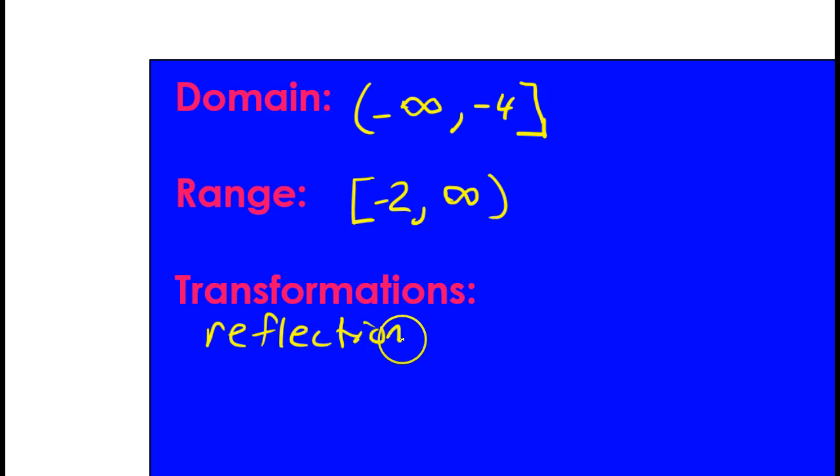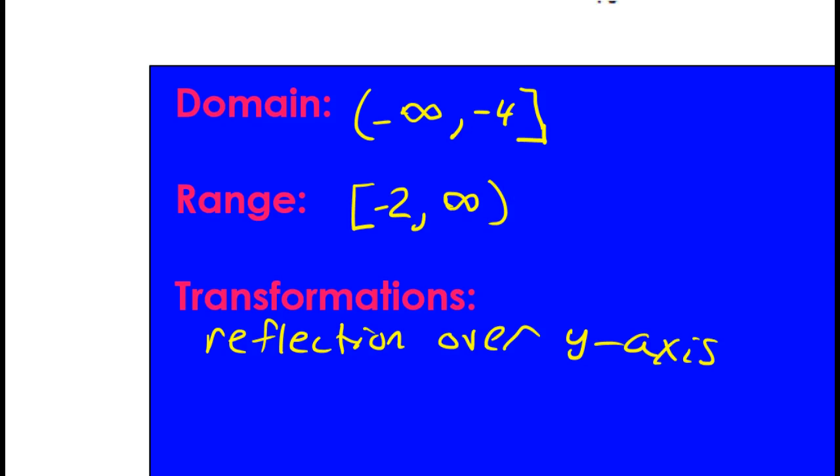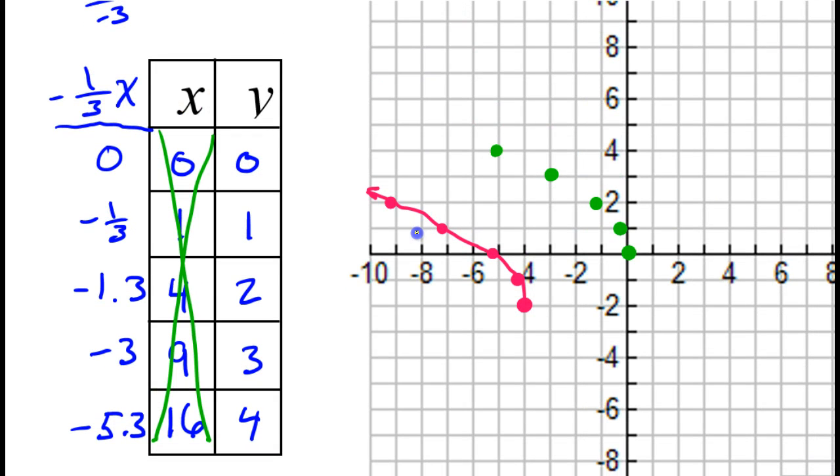Wait, why is it negative infinity to negative 4? Okay, so you're talking about the domain. So looking at the domain, I'm looking at the pink graph. So we go left to right for the domain. How far to the left? You see it? And then it'd be negative infinity to negative 2 for the range. No, because range we do bottom to top. So what's the lowest value? Negative 2. And what's the highest value? Infinity. So negative 2 to infinity.